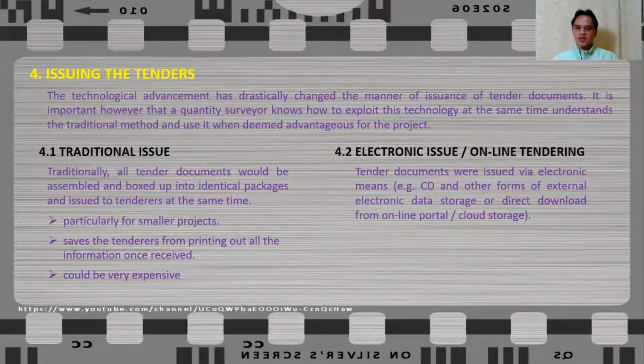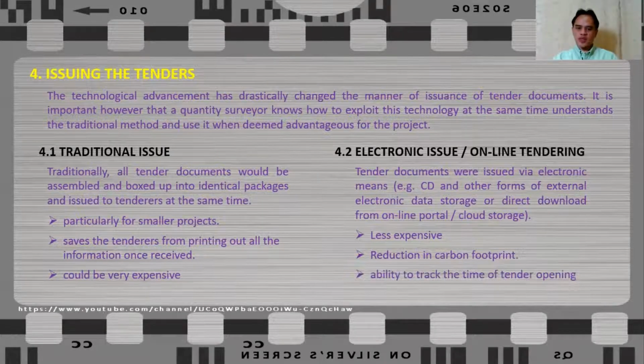The advantages of this electronic issue is that it is less expensive. There will be a reduction in carbon footprint because you're not going to print all these documents. It can be available from electronic means and can be viewed electronically also. No need for printing. And there is an ability to track the time of tender opening. We will talk more about online tendering in a separate video. Please watch out for it.